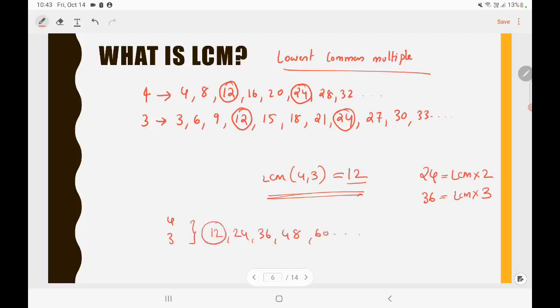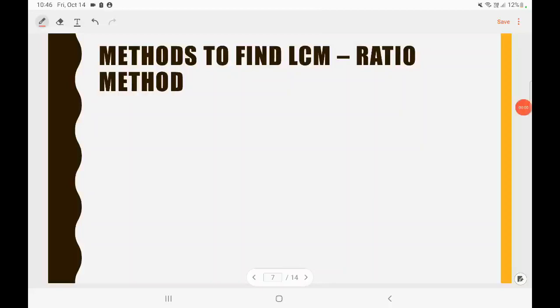So you need to understand the concept of both the lowest common multiple and common multiples as well, because in some questions it's not just about finding the lowest common multiple, but you also need to find different common multiples as well. So now let us study various methods to find LCM. We'll be studying two methods. First one is the ratio method, and second one is again the prime factorization method. The ratio method we won't be using much. Anyway, you just understand this method. Okay, so let us take an example.